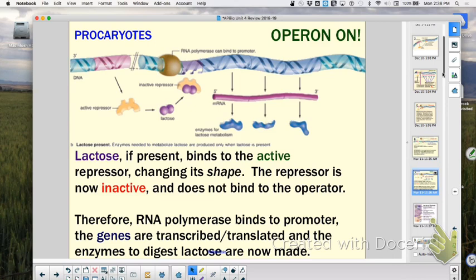What activates the transcription factor? Cyclic AMP. When do we have cyclic AMP? When glucose levels are low. Yep, so then it activates CAP, the transcription factor, so RNA polymerase binds. So those are all the scenarios that we need to have in play.